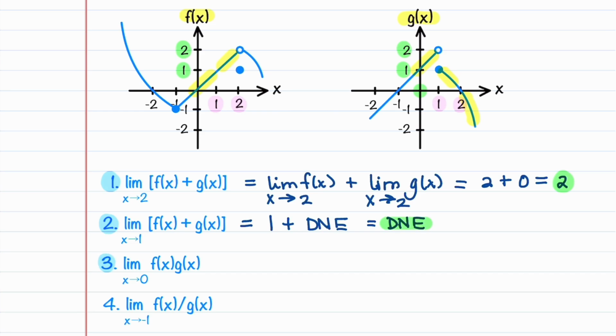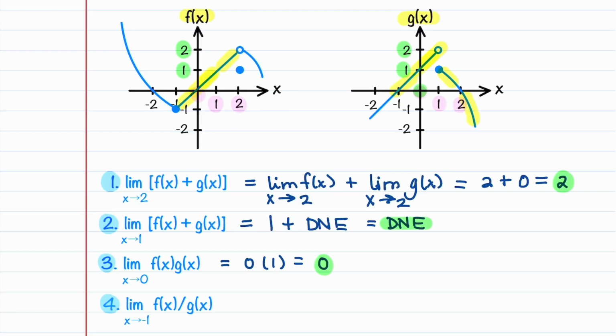Let's look at number 3. We are going to be focusing for this one on 0. Let's put a pink dot at 0 so we can know where we're looking. For the function on the left, we are going to be approaching 0 from the left and the right, and that's going to equal 0. And then for g of x, we're also going to be approaching from the left and the right. Here's the left, there's the right, and we're going to get 1. So we have 0 times 1, which is 0. So our limit is equal to 0.